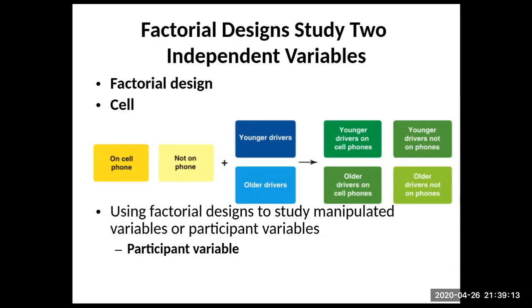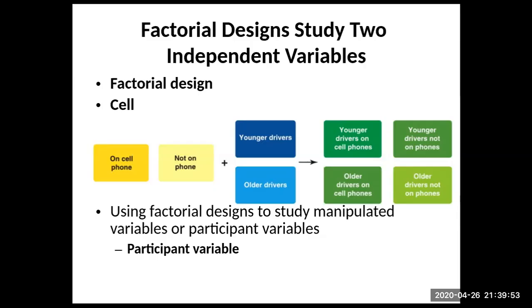So the other variable in this case is the age of the driver. So we have younger drivers and we have older drivers. In this case, that makes this study a 2 by 2. Saying 2 by 2 means two independent variables. The first two is the number of levels on cell phone versus not on cell phone. The second two is, again, the second independent variable with two levels, younger drivers and older drivers. 2 by 2 design.